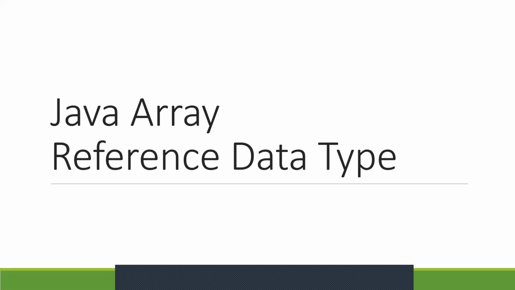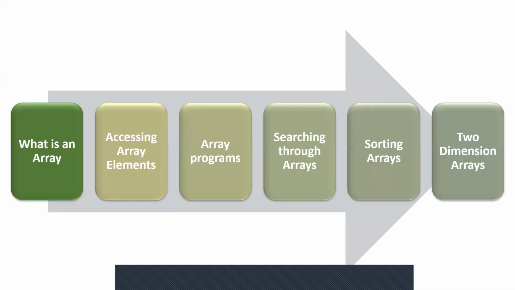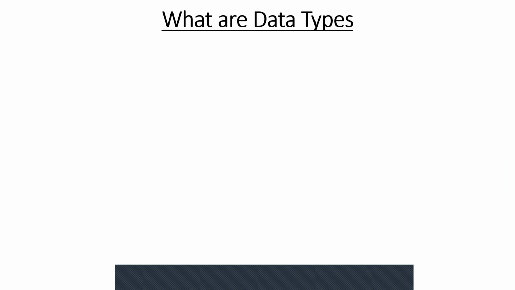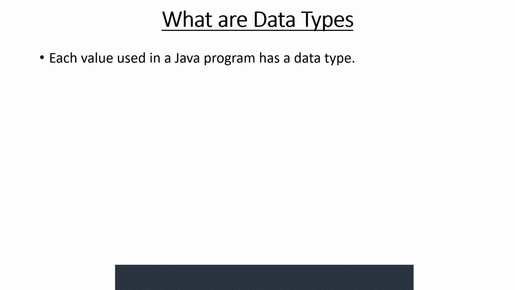Hello. In this video, we are going to look at Java arrays, which is a reference data type in Java. So first, let us have a look at what is an array. As I said in the beginning, array is a reference data type. So what are data types? Data types, as we know in Java, each and every value has a data type.